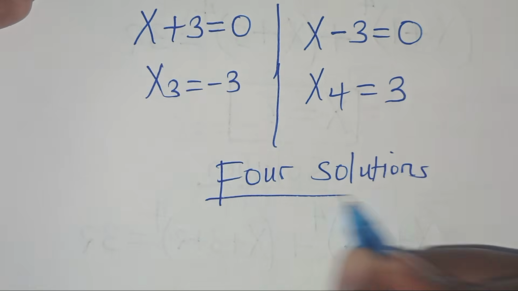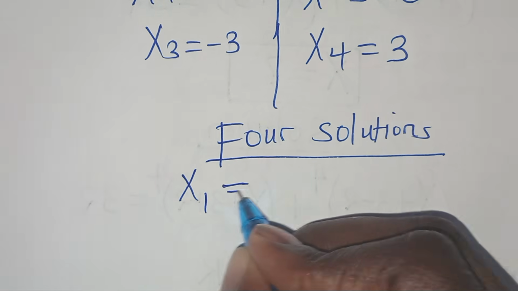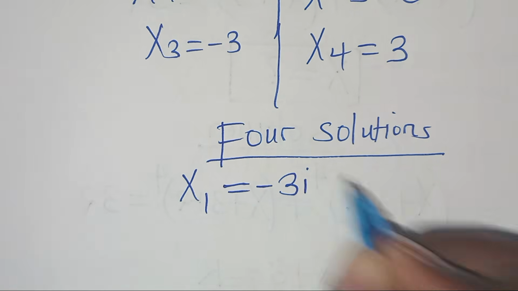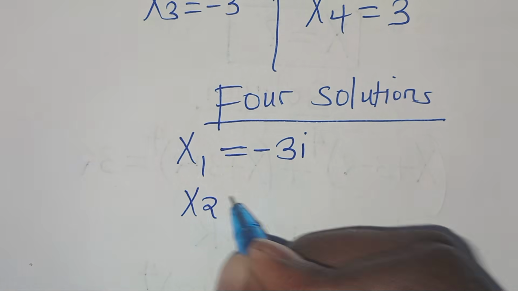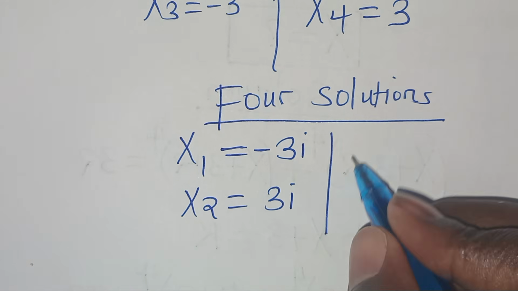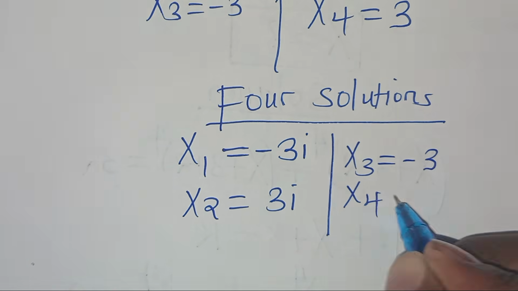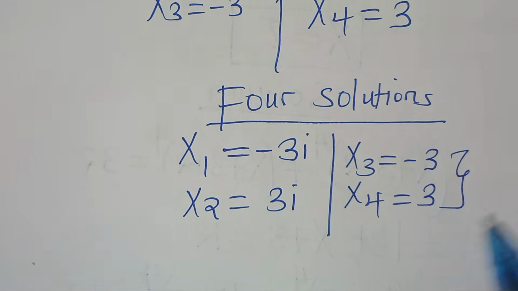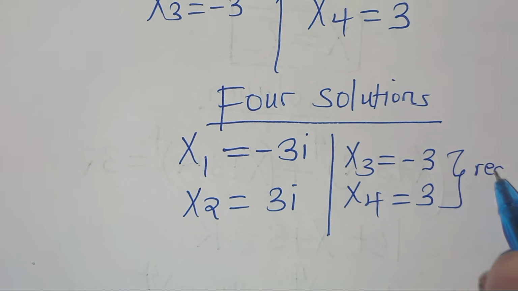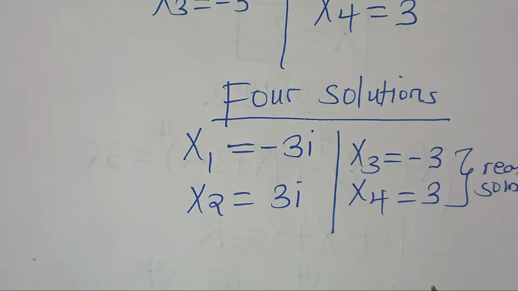We have x1 equal to negative 3i, and x2 equal to 3i. These are two complex solutions. Then we have x3, which is negative 3, and x4, which is equal to 3. These are two real solutions.